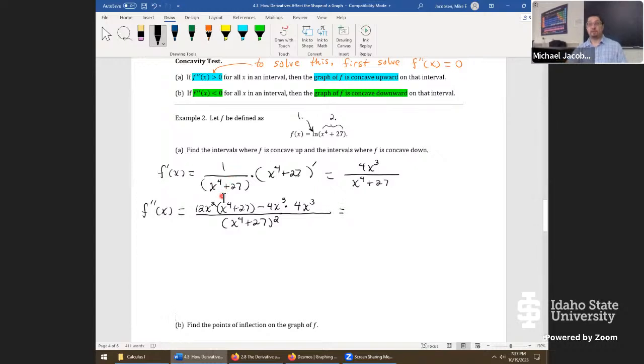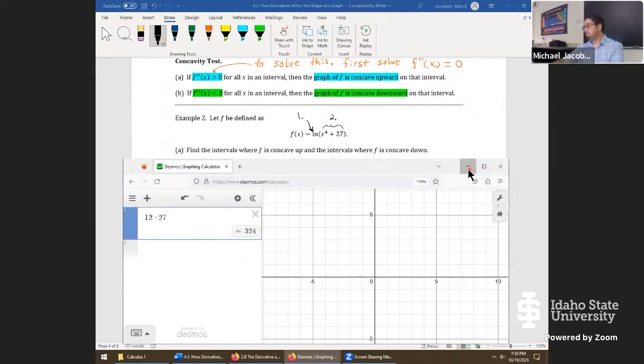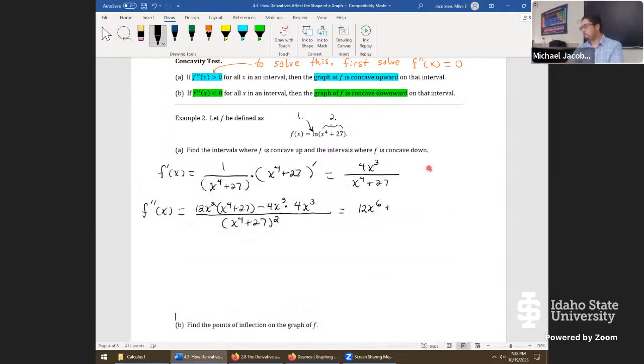I'd probably just start by expanding out the numerator. Distribute 12 inside, and I'm going to need a calculator for that, but it's going to be 12x power 6 to start. Now I need to take 12 by 27. Way too late in the week to do arithmetic. We get a 324 on that one. So plus 324x squared. Over here, we're getting negative 16x power 6. And once again, the whole thing is divided by x power 4 plus 27 quantity squared.